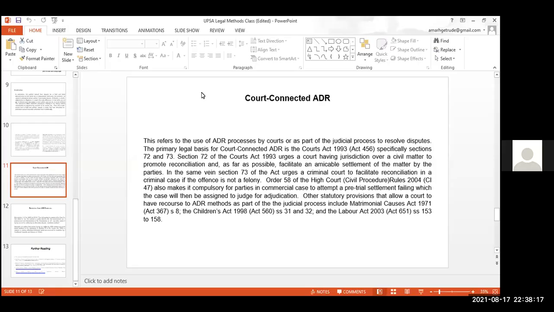A pretrial settlement is essentially the parties using ADR to see if they can resolve their commercial matter, failing which the case will then go back to a judge for adjudication. So the point we are simply making is that even the courts of law, through court-connected ADR, are gradually employing ADR mechanisms as part of the judicial process of resolving disputes. And I have given you instances of where you can see this in action.